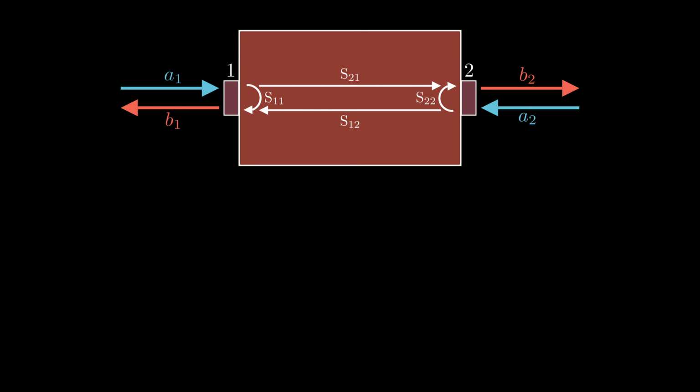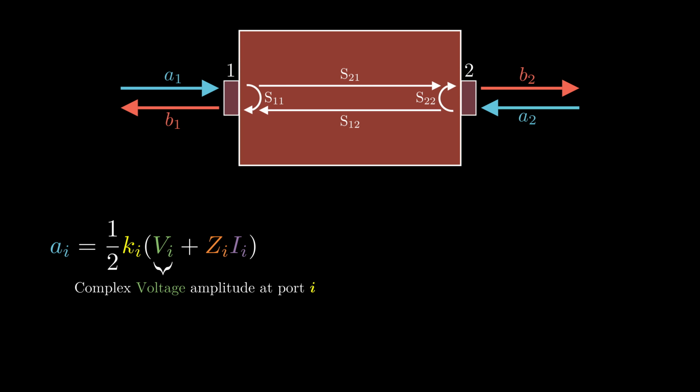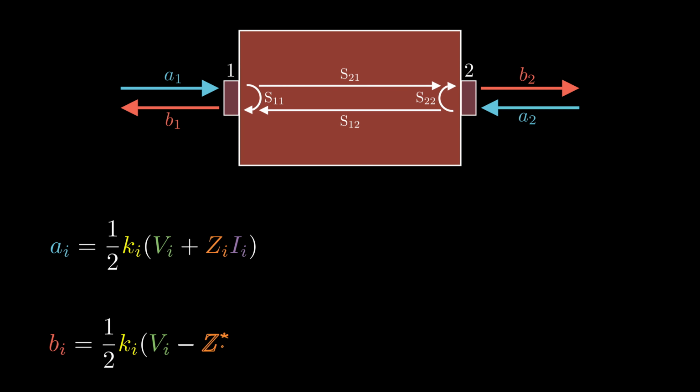Let's take a closer look at how the incident power wave, A sub i, is defined mathematically. The incident wave equation involves the complex amplitudes of the voltage and current at port i, as well as the complex impedance of the port. Similarly, the reflected wave B sub i depends on the same factors, except the impedance is now substituted for its complex conjugate, meaning the resistance remains the same, but the sign of the reactance is flipped.